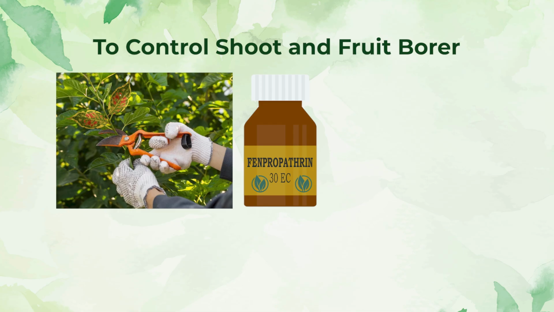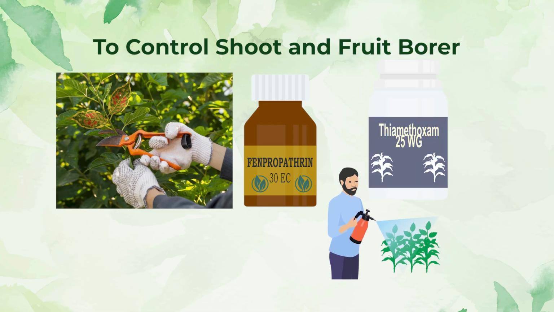First, regularly clip and burn the affected and withered dead shoots and leaves. Second, spray fenpropathrin 30 EC at 0.75 ml per liter or emamectin benzoate 5 SC at 0.35 grams per liter at 15-day intervals when the plant is in vegetative and flowering stage. It is effective against shoot and fruit borer.